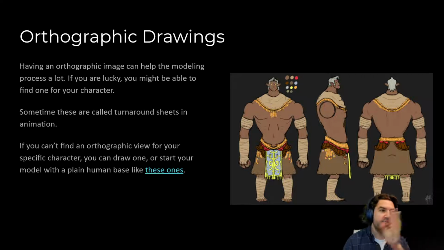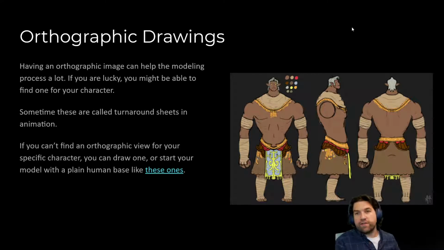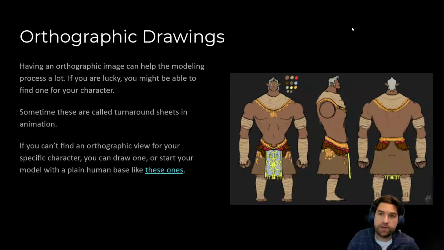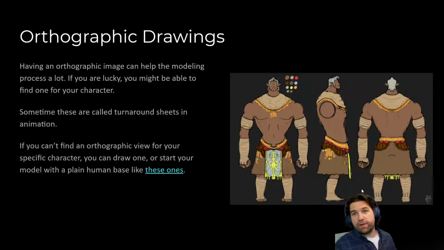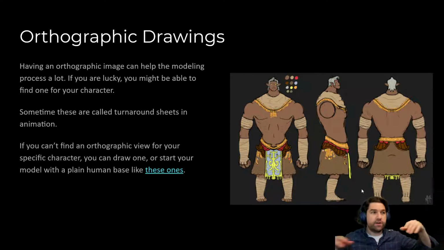Something else that we have in addition to that are what's called orthographic drawings. Sometimes these are called character turnaround sheets or model sheets or things like that. You could certainly search for them, but they usually involve something like this: a front, side, and maybe even a back view. And the character won't always be standing. Sometimes they'll be standing in a T-pose. Sometimes they'll be standing neutrally, but not always.